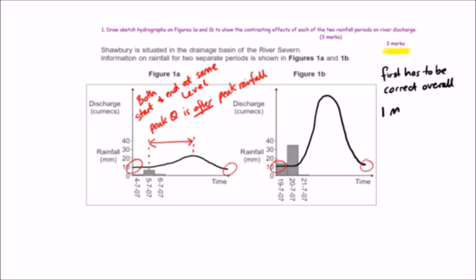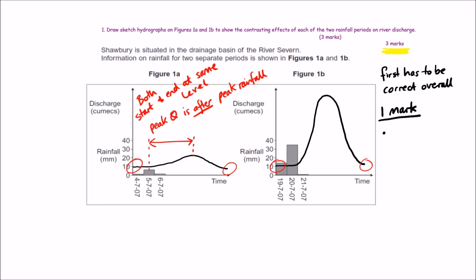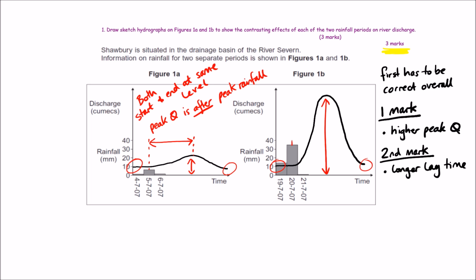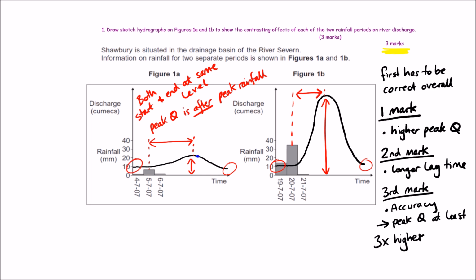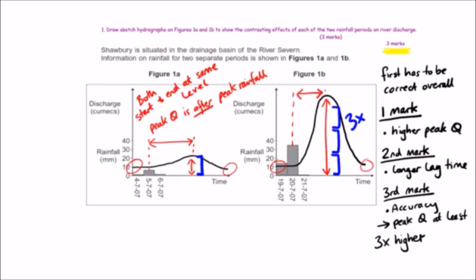So once you've got them correct overall, you can get 1 mark for making sure that your second hydrograph has a higher peak discharge than your first hydrograph. You can get a second mark for making sure that the first hydrograph has a longer lag time than the second. And then finally, your third mark would be for accuracy. Okay, so the peak discharge for the second graph needs to be at least 3 times as high as the first one. And that's because the peak rainfall on the second diagram is so much higher than the first.